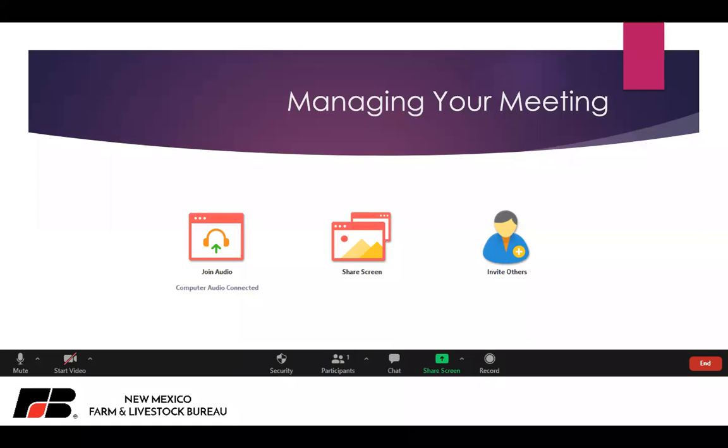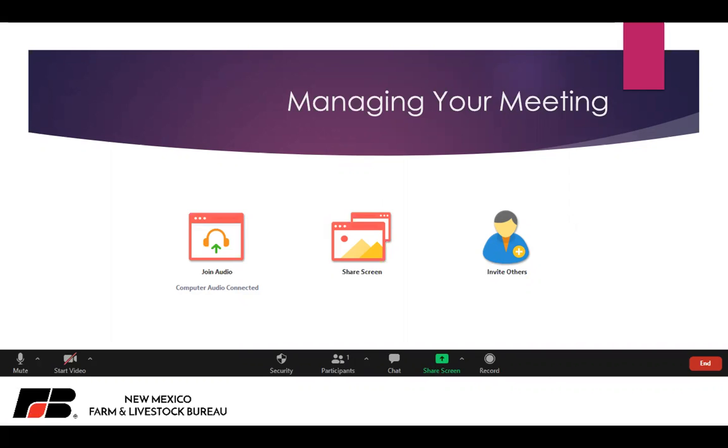The participants button right here shows how many participants are in the meeting with you. This chat button right here allows you to chat to everybody in the meeting or certain individuals one-on-one. It's a great feature if you don't have adequate internet and you can't talk in the meeting. You can chat to everybody or just certain individuals. This share screen button is also a great feature because it allows presenters or certain individuals to share screens such as agendas, minute reports, membership reports, and so on and so forth.